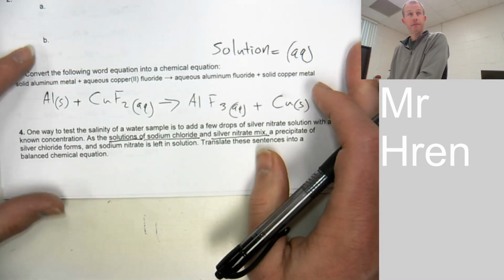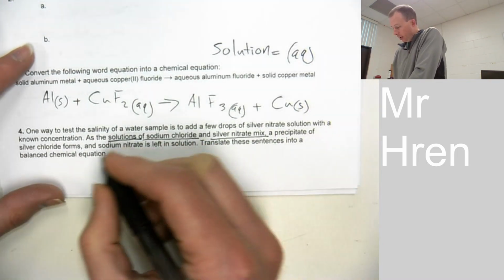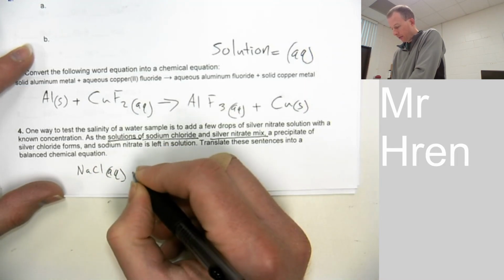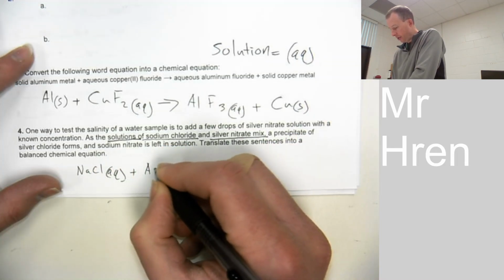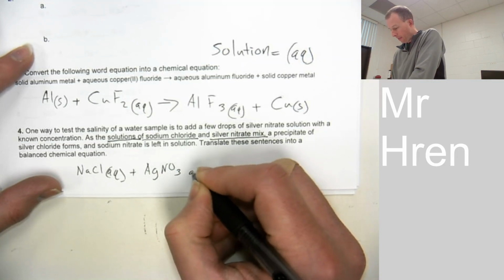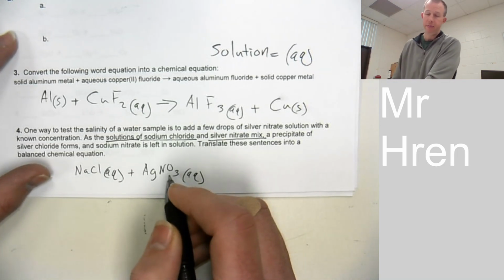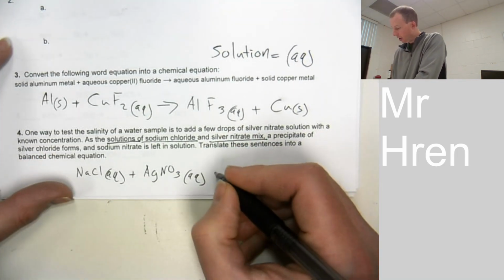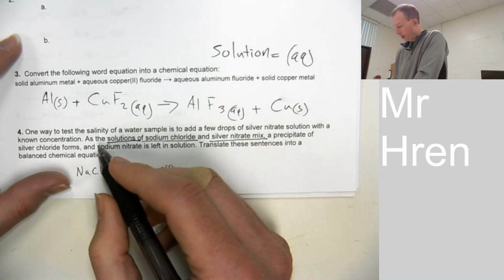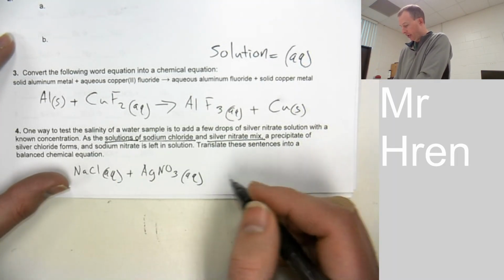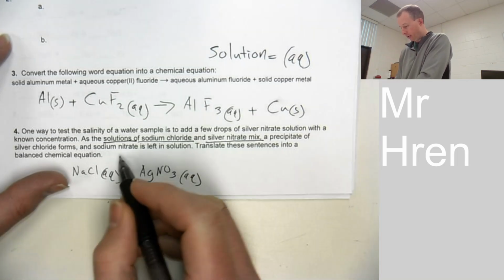All right. So you'll basically be saying sodium chloride aqueous plus silver nitrate aqueous, and this is Ag is +1, nitrate's -1, so that works out there. And then it says, as the solutions mix, a precipitate of silver chloride forms and sodium nitrate is left.